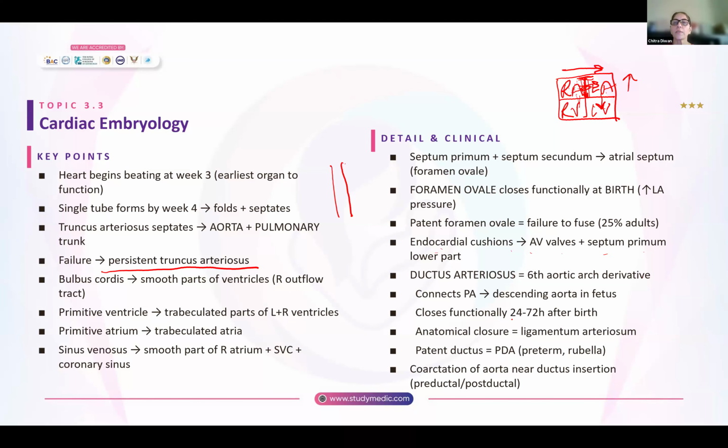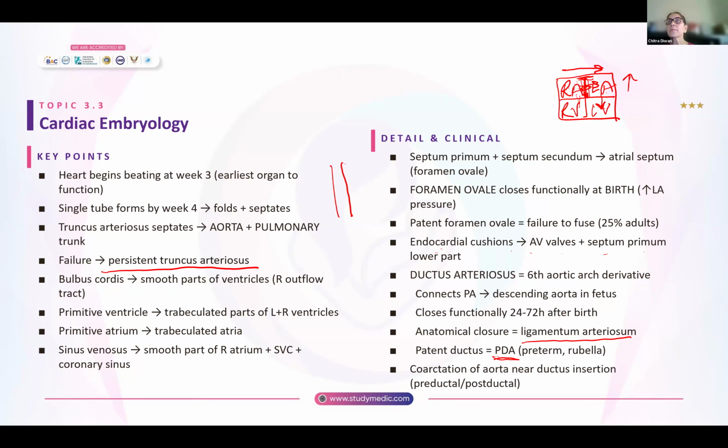Functionally it closes 24 to 72 hours after birth. Okay, and the anatomical closure happens a little bit later at around 1 to 3 months. And the resultant structure that you get is called as the ligamentum arteriosum. Sometimes this ductus arteriosus fails to close, and you get what is called as a patent ductus arteriosus.